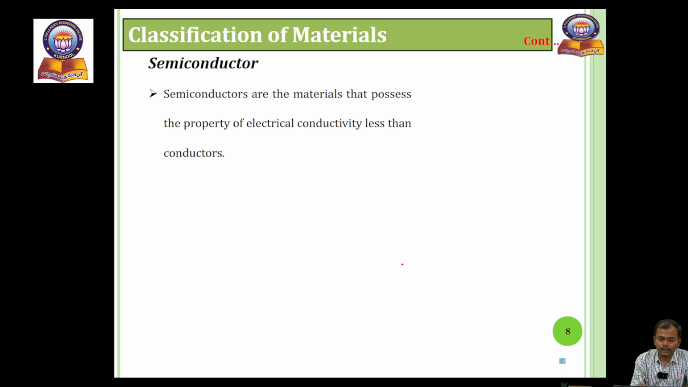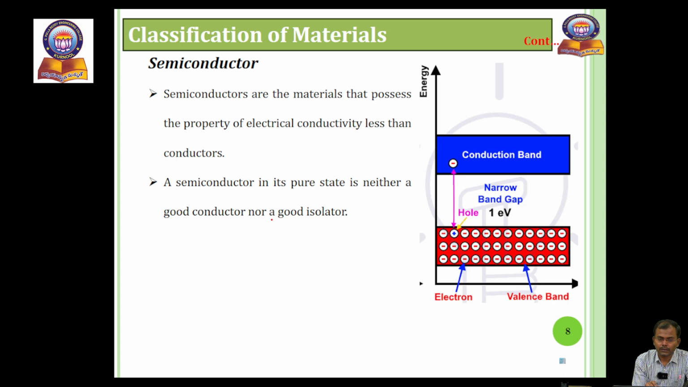Next, the third category is semiconductor. Semiconductors are materials that possess electrical conductivity which is less than the conductors, or in between insulator and the conductor. A semiconductor in its pure state is neither a good conductor nor a good insulator. So this is the band structure. The valency band and this conduction band are both separated by a small energy gap, which is approximately equal to 1 electron volt or less than 1 electron volt.